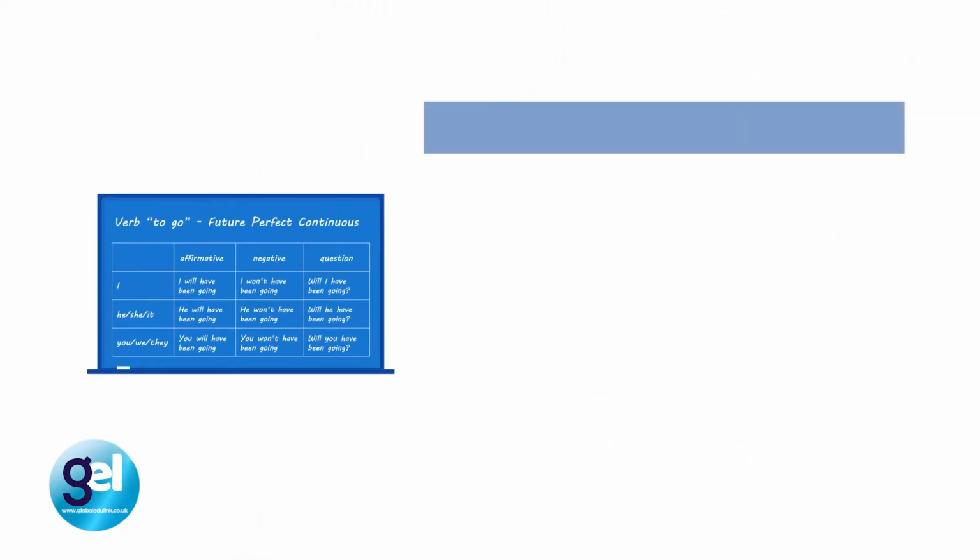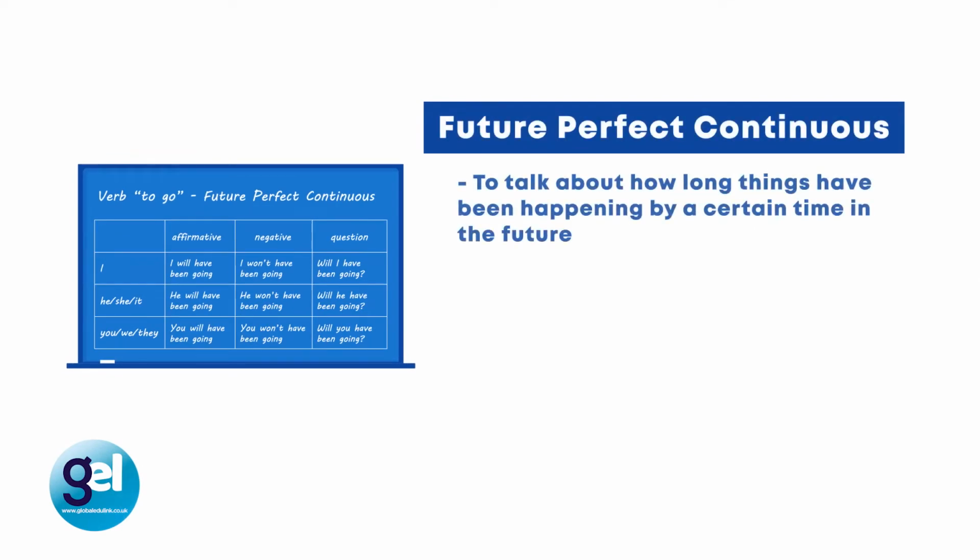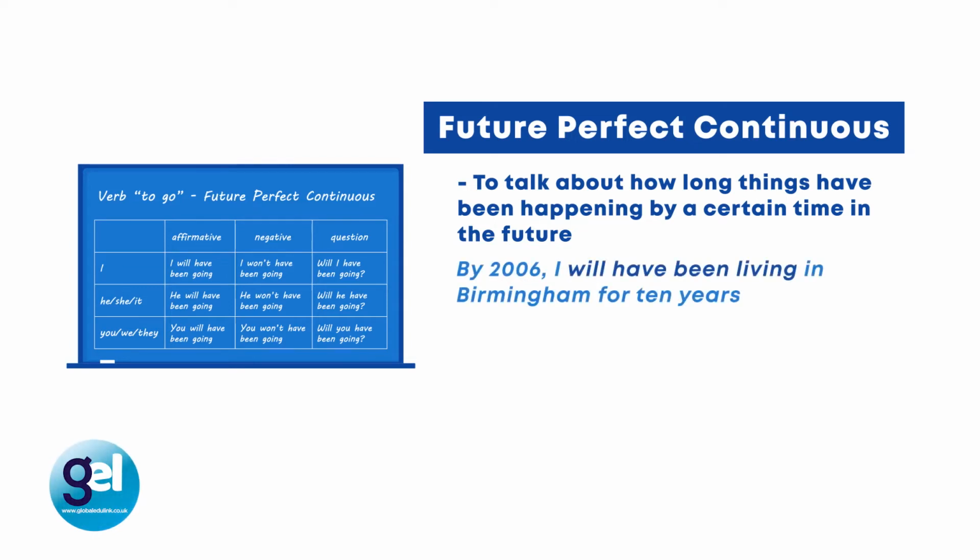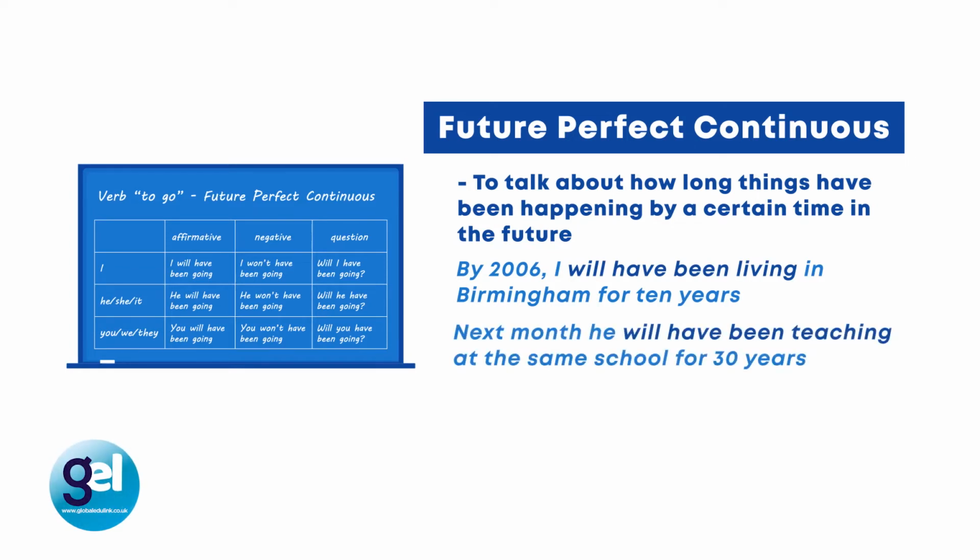Future perfect continuous. So how do we use it and what's the meaning? We talk about how long things have been happening by a certain time in the future and beyond. So some examples. By 2006, I will have been living in Birmingham for 10 years. Next month, he will have been teaching at the same school for 30 years. So how do we form it? We have our subject plus will plus have plus been plus verb plus ing.